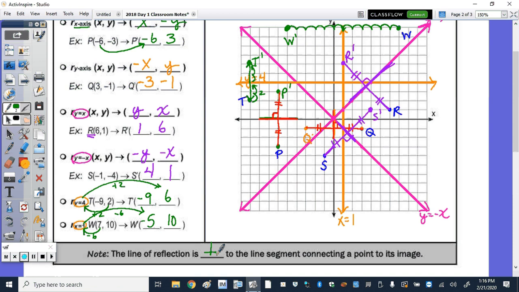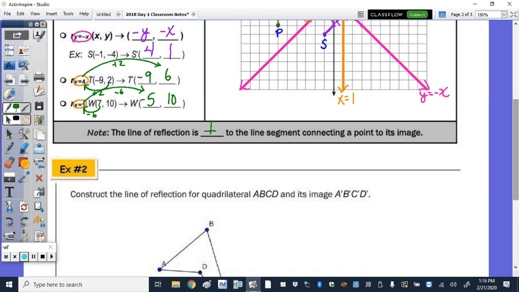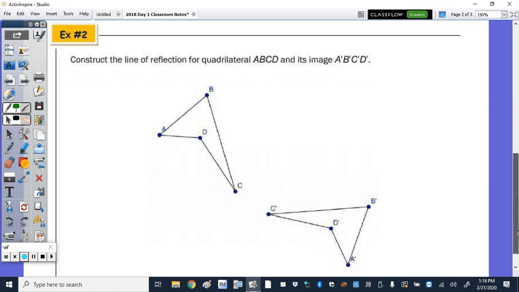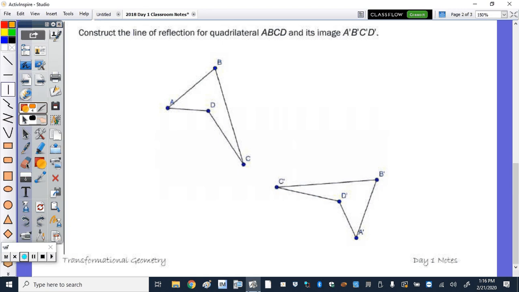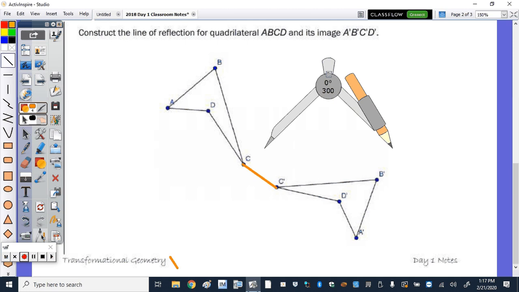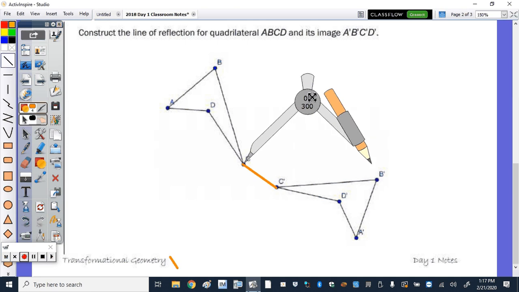And then it says, note that the line of reflection is perpendicular to the line segment connecting a point to its image. So now we're going to construct the line of reflection. So first thing we do is we take our ruler and we draw a segment connecting any point to its image. So I'm going to connect C to C prime. You could have picked B, B prime, A prime, and so on. And then we do the perpendicular bisector of that segment.